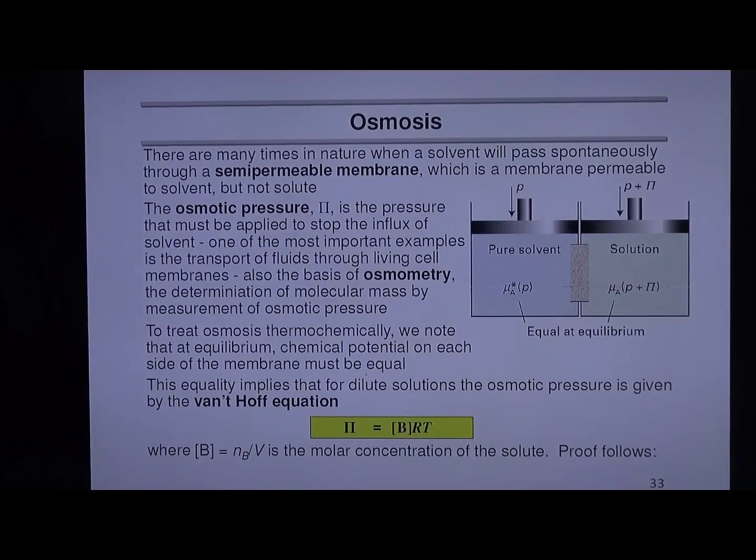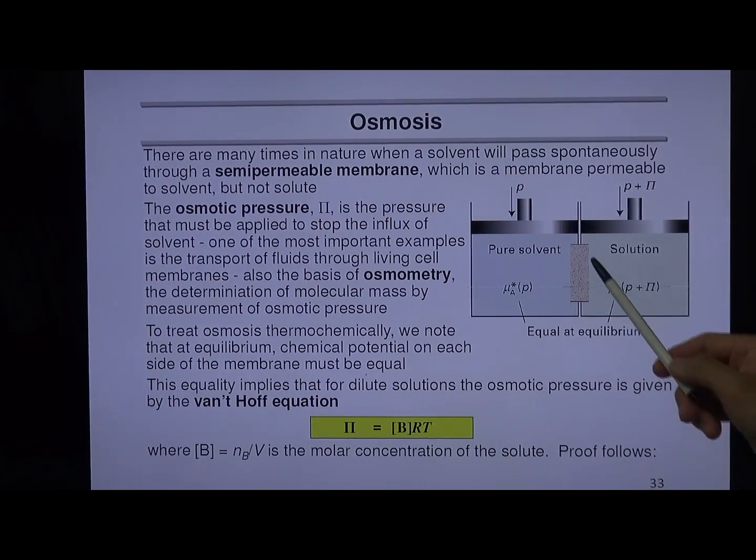Let's say that we have two different solutions here. One of them is pure solvent on the left side. On the right side is a solution: solvent with some solute added.